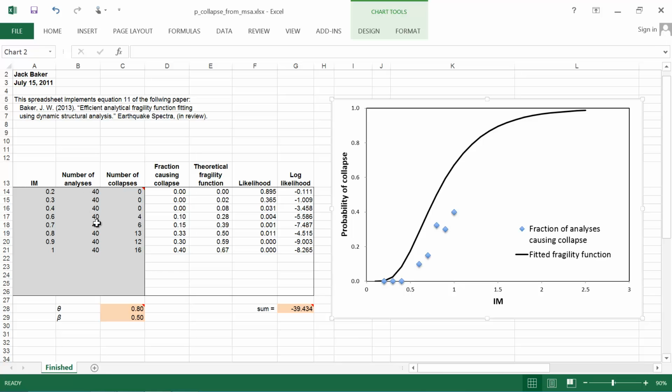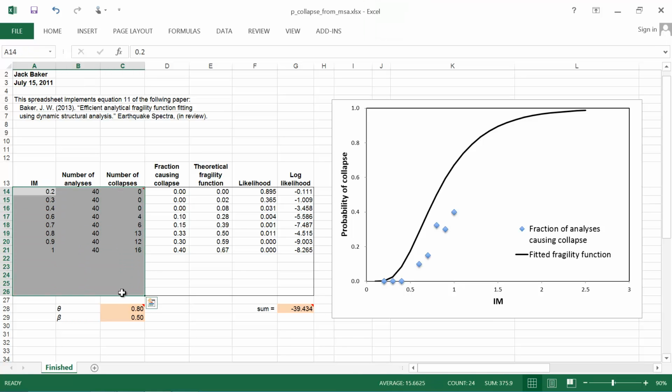Okay, so we've got to orient ourselves a little bit. The gray fields here, this is what the user needs to specify in order to run this spreadsheet. The first column is the IM levels of interest. Those are the xj's in the previous equation we were just looking at. Then we need to specify nj, the number of analyses at each IM level. In this case, there were 40 analyses performed at each of these IM levels.